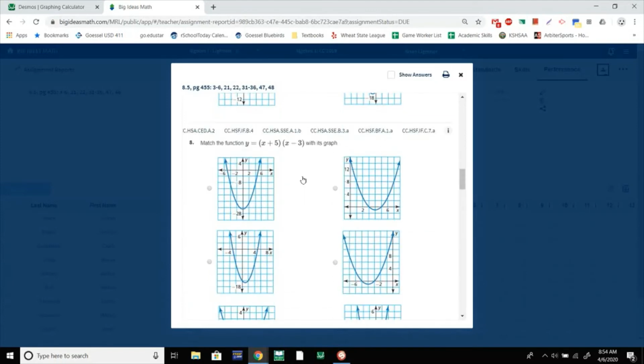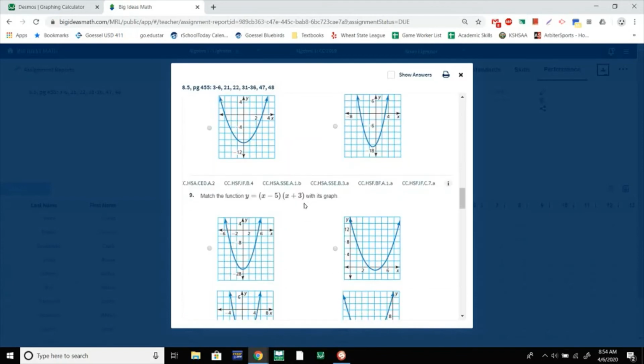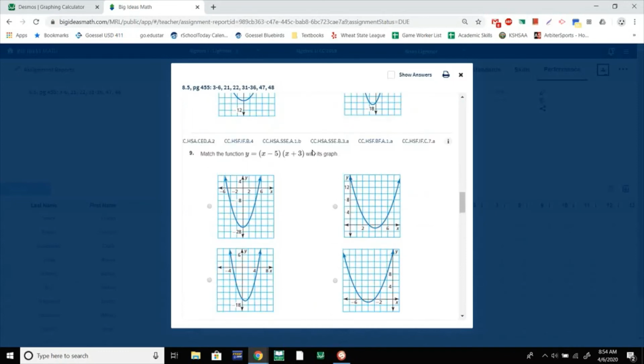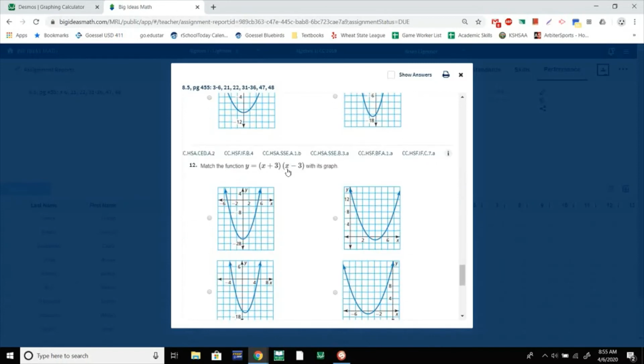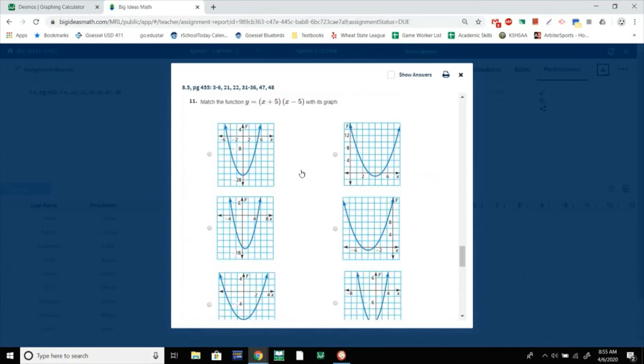So the rest of these questions, that's what you're doing. They're going to give you a function. You look for the zeros, and then see which one matches up with those zeros. Okay, try not to use decimals with this. 5 and negative 3 would be your zeros. It's always going to be the opposite of what these numbers are, unless you have a number in front. Okay, so a lot of these are just matching the graph, and then these last two, write the quadratic function in standard form. So 14 questions with this.